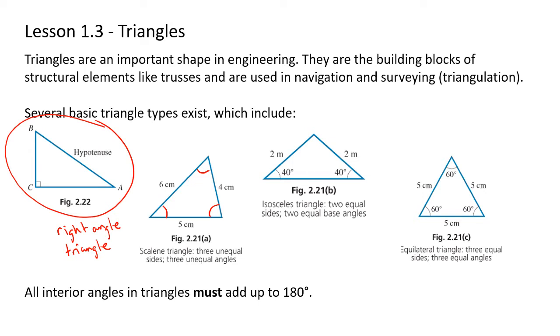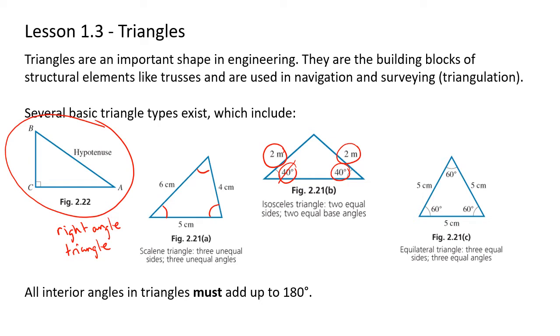Isosceles triangles have two equal sides, and two equal angles. They do not have to be 40 degrees. Okay, they could be 50, they could be 30. But two of the three interior angles of an isosceles triangle are the same.